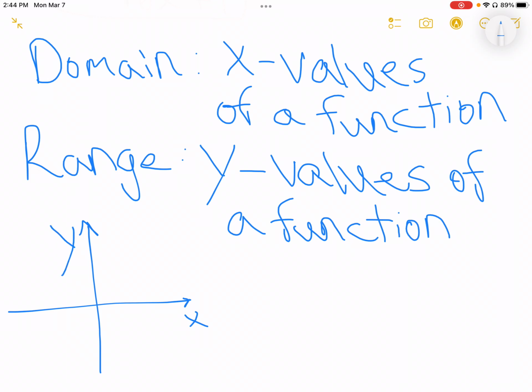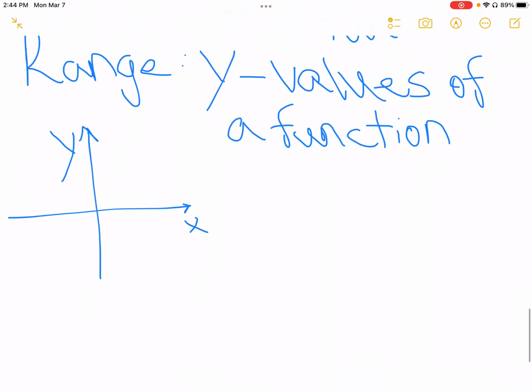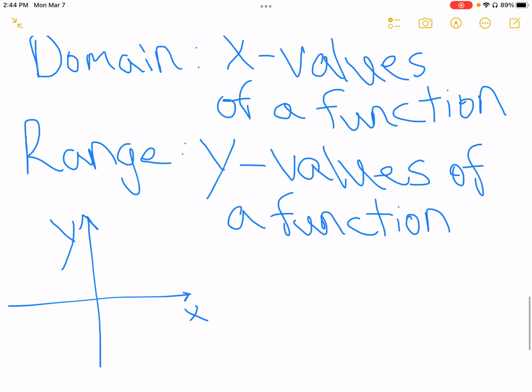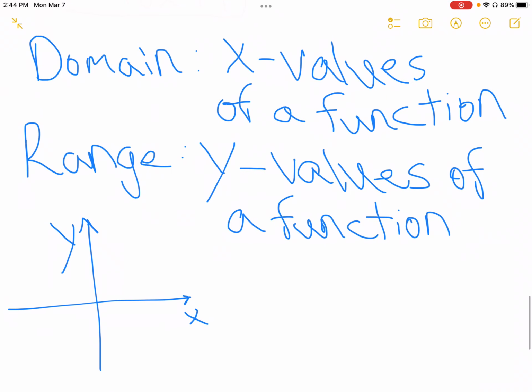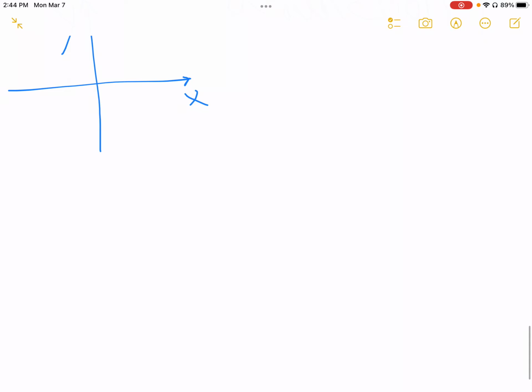So for this couple of examples here, we have example 6. I need a bigger graph here. Anyway, just to remind yourself, you can scroll back up to this, but domain are the x values of a function, and range are the y values of a function. So let's make a nice big graph here.